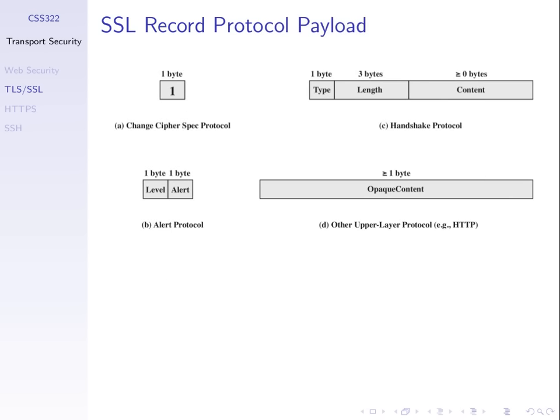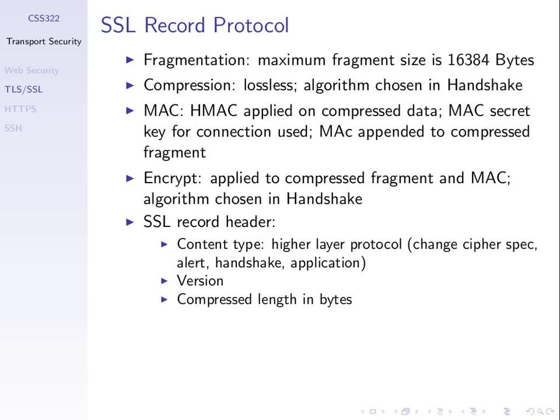Okay, before that, some more details of the record protocol. Okay, some parameters. Fragmentation, there's some maximum size. So it has to be less than 16,384 bytes. Compression algorithms, you can have no compression, or some lossless compression algorithm. Lossless, for example, zip, RAR, are lossless compression algorithms, which means we take our data, we compress it. When we decompress, we get the exact same data back. We don't lose any information.